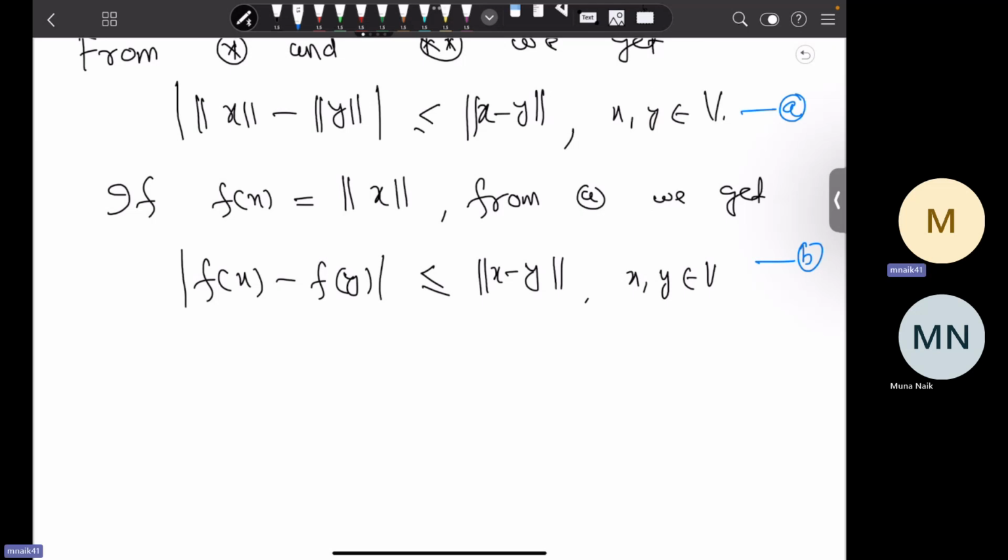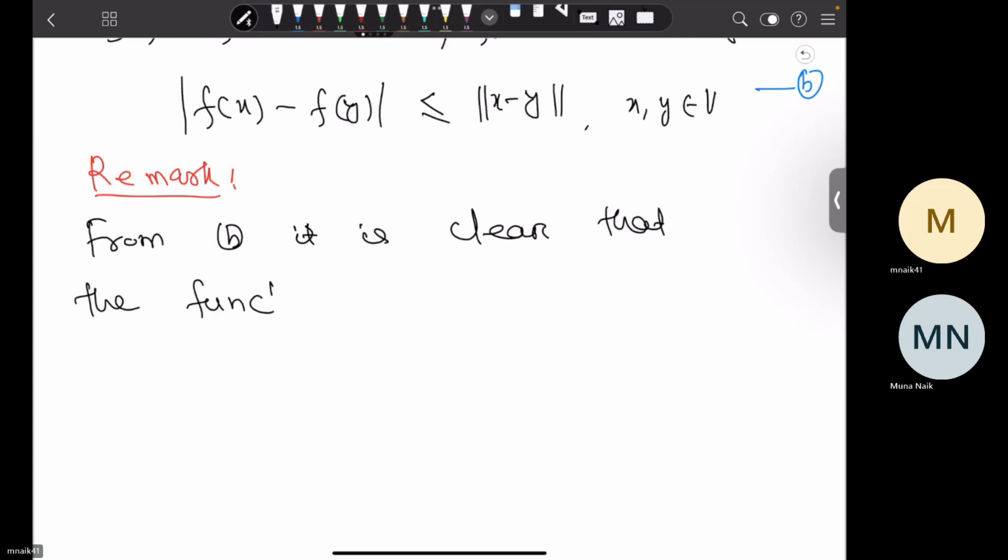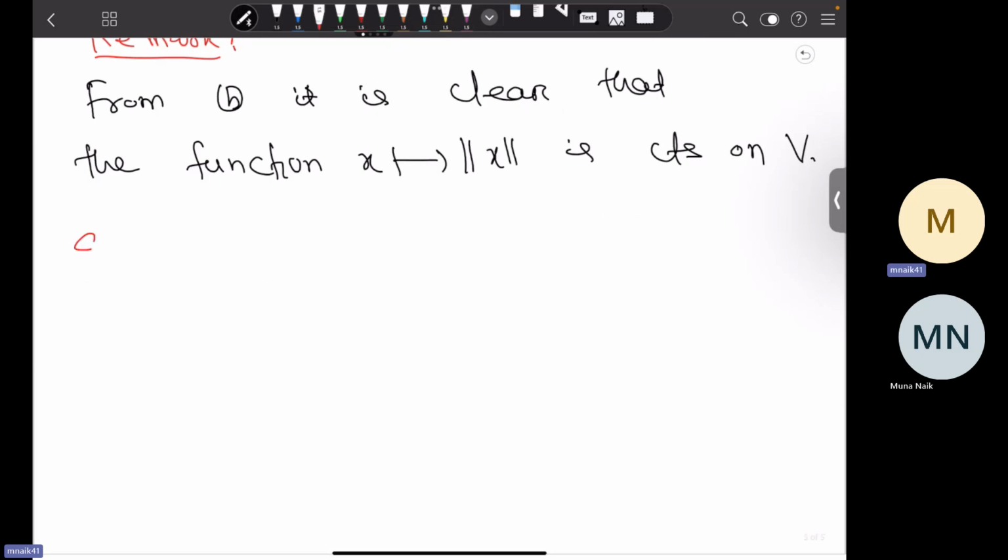So you know that B is really a metric space, so you can talk about continuous functions. So, remark: from B, it is clear that the function x going to norm x is continuous on B. Now let us give a simple exercise.